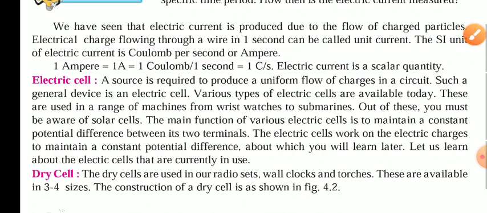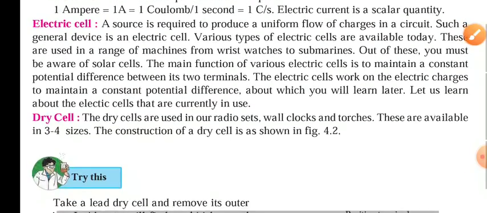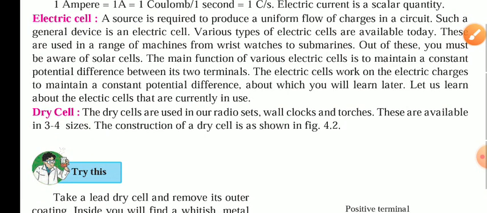And when we talk about the ampere, 1 ampere is equal to 1 coulomb per second, or 1 C upon S. Electrical current is a scalar quantity. It doesn't require any direction. It just has a magnitude. The next part they have given over here is the electric cell.